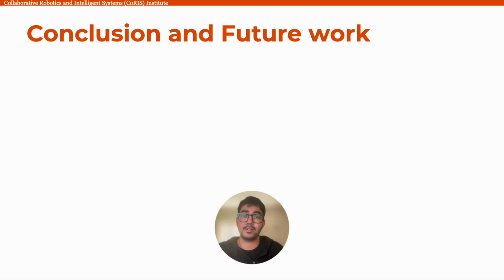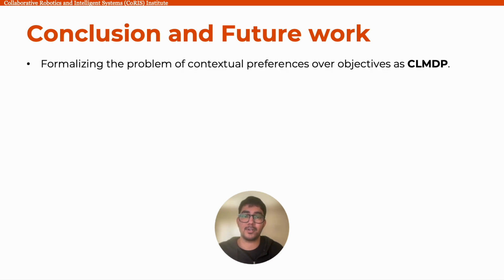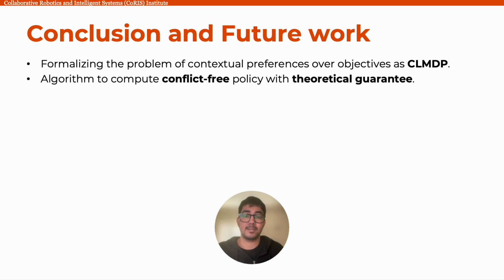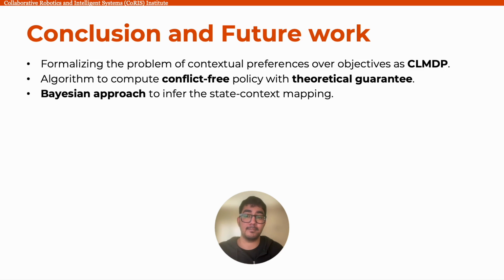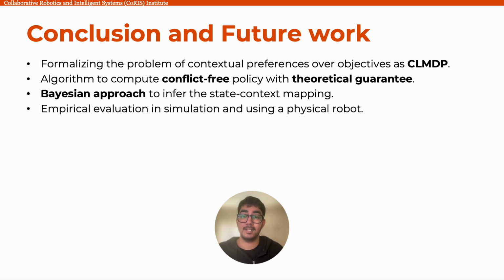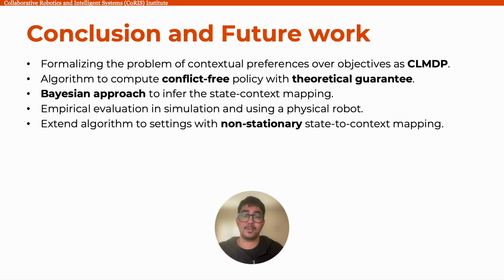In conclusion, our contributions include formalizing the problem of contextual preferences over objectives as a CLMDP. We provide an algorithm to compute conflict-free policies with theoretical guarantees, details about which can be found in the paper. We provide a Bayesian approach to infer state to context mapping in settings where it's not provided, and empirical evaluation using a physical robot. For future work, we would like to extend our algorithm to non-stationary settings.